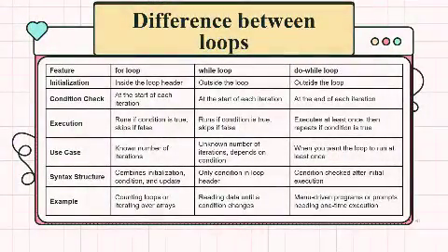Our next part is the differences among these three loops, that is the for loop, while loop and do while loop. The first difference is the initialization of loops. In a for loop, initialization of the variable is done inside the loop header. But in the while loop as well as in the do while loop, we have to declare the variable before using that variable in that particular loop. That means we have to declare and initialize the variable before the execution of the loop is started.